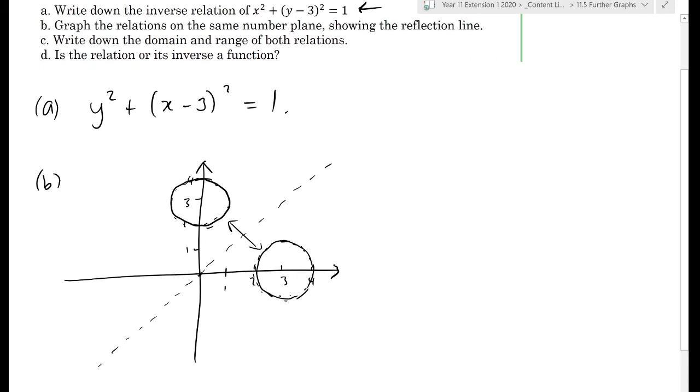Now, part C is to write the domain and range.